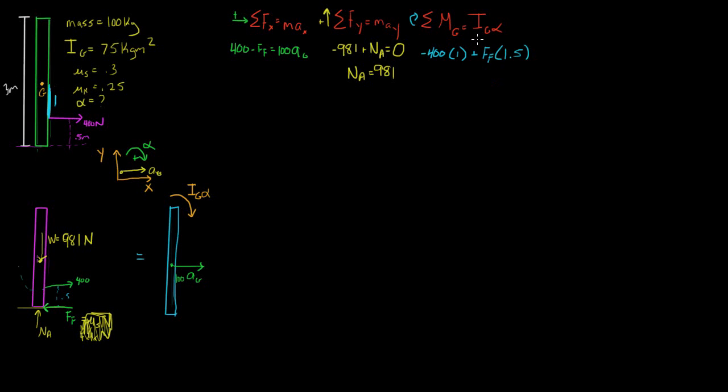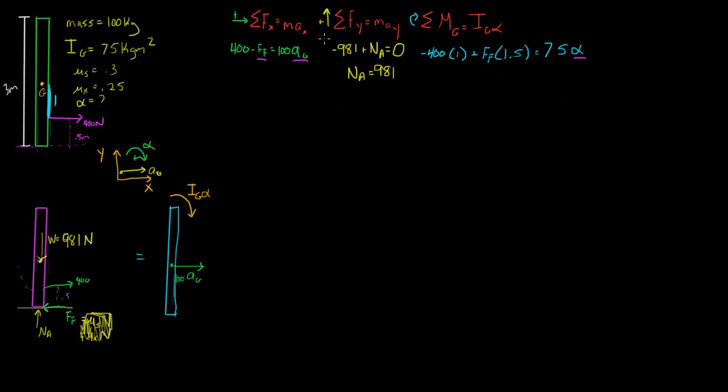And this is equal to our moment of inertia about our center of mass, which is given for us. So it's 75 times our angular acceleration. Now, we still have 3 unknowns. We don't know what this frictional force is. We don't know what our acceleration of our center of mass is. And we don't know what our angular acceleration is.